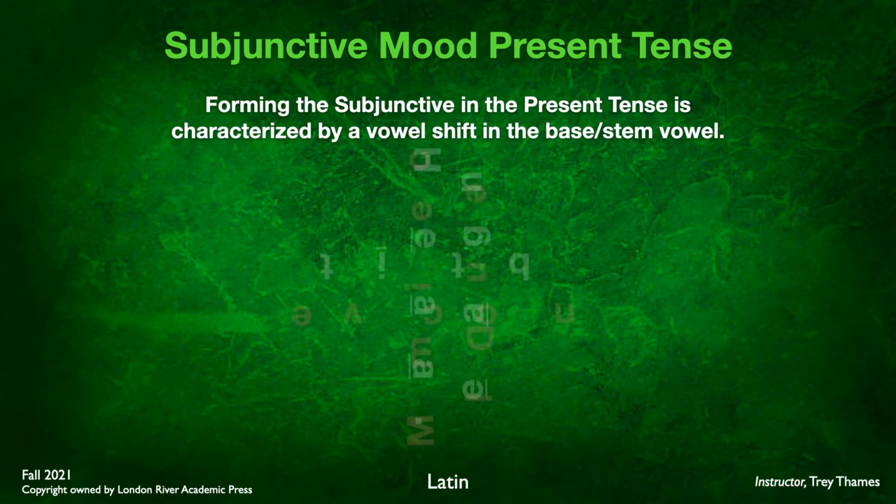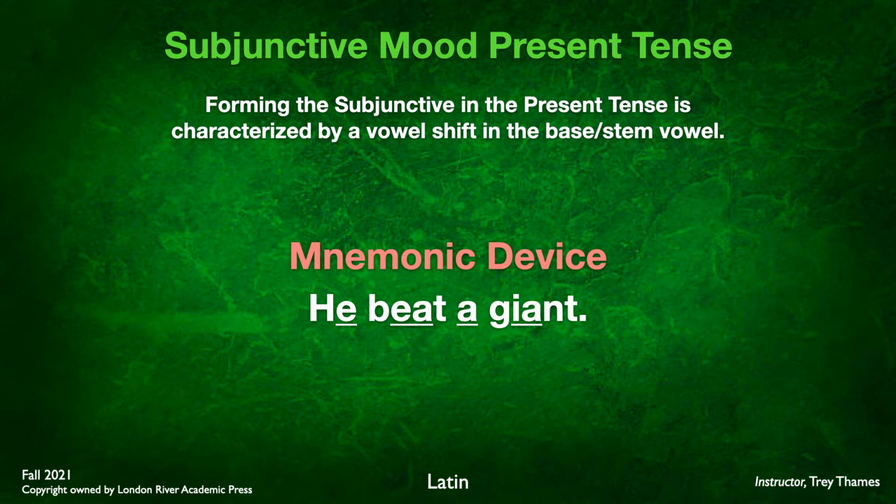Now, forming the subjunctive in the present tense is characterized by a vowel shift in the base or stem vowel. And we're going to use a mnemonic device to help us remember this. Now, I know a lot of Latin grammars use the traditional "we fear a liar." I like this one better, "he beat a giant." Thus, we're not living in fear. But he beat a giant. Each of the underlined vowel combinations here designates a specific vowel shift that is relative to either first, second, third, or fourth conjugation verbs. Third io will follow the fourth conjugation.